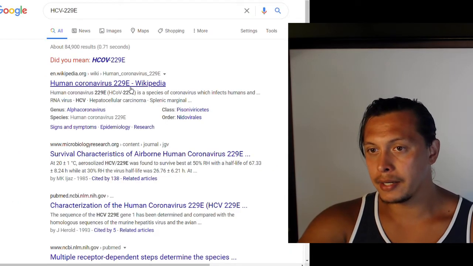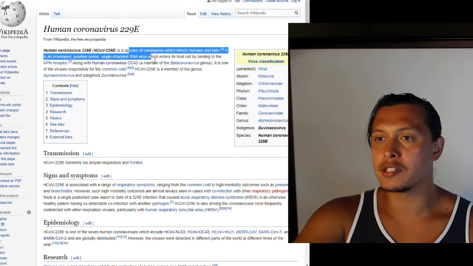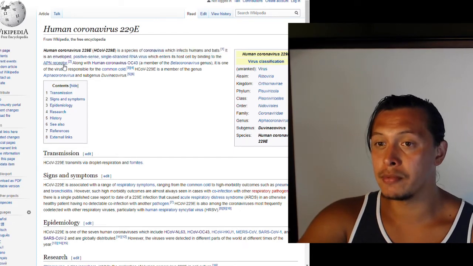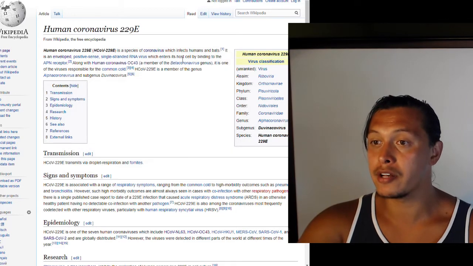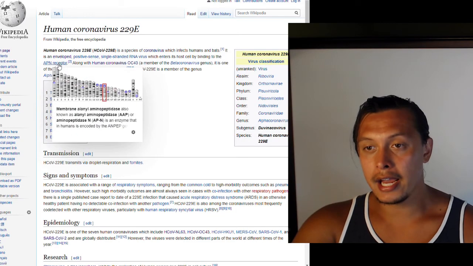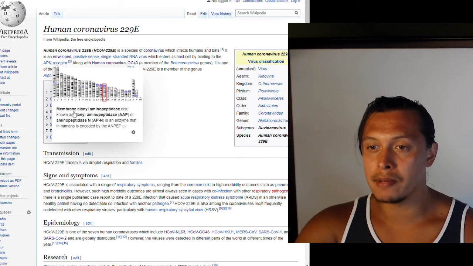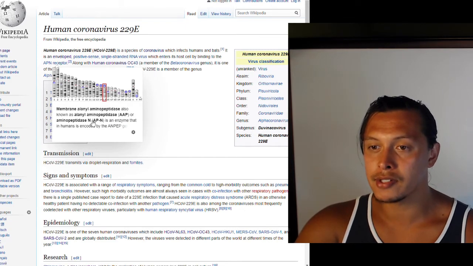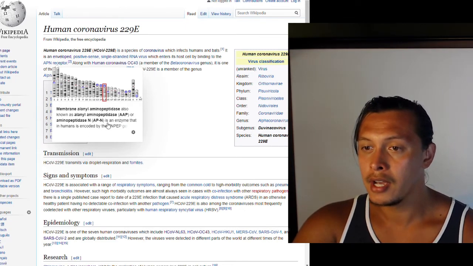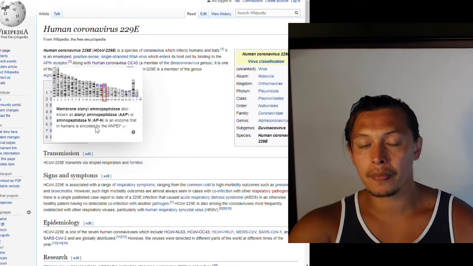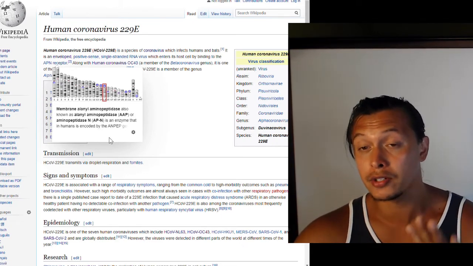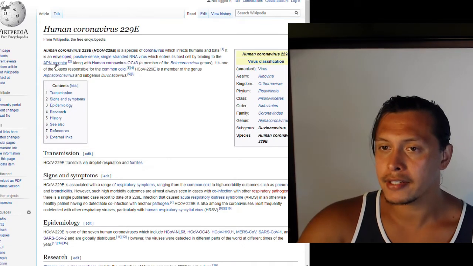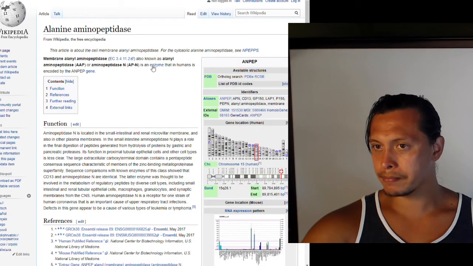And so let's look up HCOV 229E. So it's a species of coronavirus which infects humans and bats. It is an enveloped positive sense single-stranded RNA virus which enters its host cells by binding to the APN receptor. So this is the membrane alanine aminopeptidase, also known as the alanine aminopeptidase. Just know that this is another receptor on the surfaces of cells, and this is a peptidase, so it breaks apart some peptides. And in fact, let me look this up.